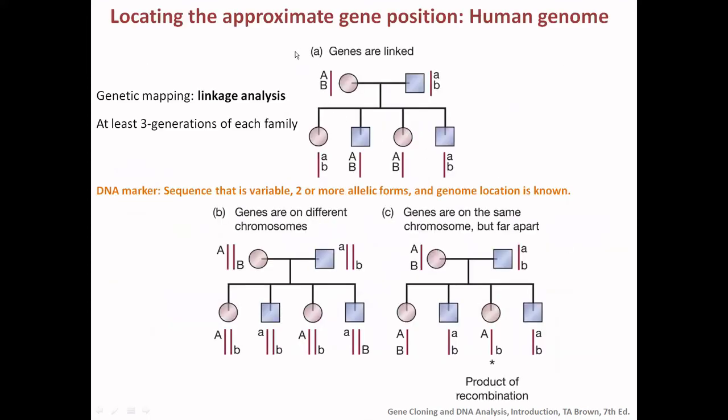So locating the approximate gene position in the human genome is done by pedigree analysis. So here we can see capital A B. So these are the recombinant ones. This is small a b, capital A B, small a b. So here there are no recombinations. But in this case, this one is a recombination and this one is a recombination. So we can see the recombination frequency in this generation.